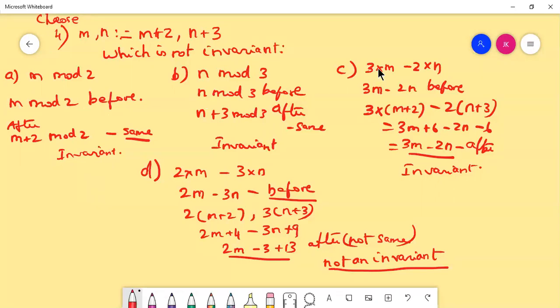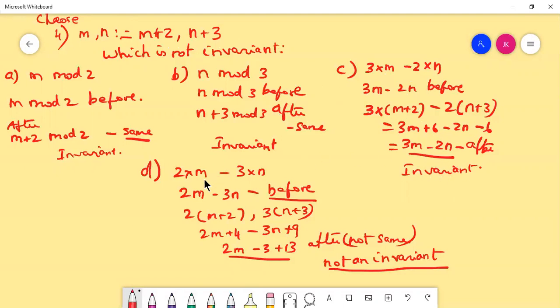See the next one. This is our coming back to our usual method. 3 into m minus 2 into n. Substituting before, what will be my answer? 3m minus 2n. After substituting, what is my answer? 3 into m plus 2 minus 2 into n plus 3. This is my variable. So 3m plus 6 minus 2n minus 6. When you cancel it, you'll get 3m minus 2n. So before and after, my value is the same. So this is also invariant.